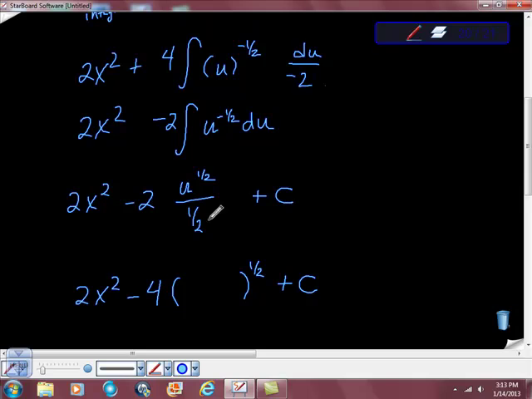The reason that I'm leaving this blank right here is because I want to do my resubstitution here. So I'm going to resub this. And remember that we set u equal to 16 minus x squared. So there's our answer. I hope that was really helpful.